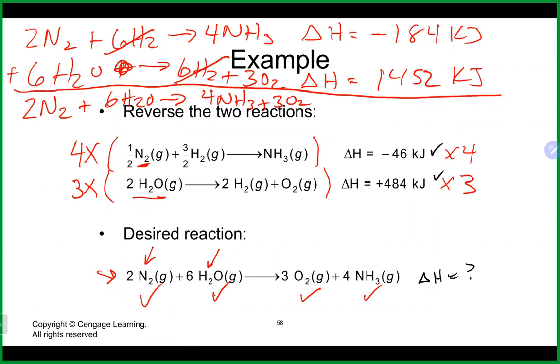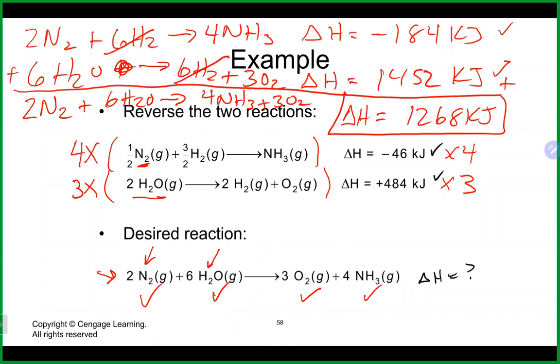Any question on that? Now that I have adjusted my delta H values for everything I did, I'm simply going to add those values together. So minus 184 plus 1452 gives me 1268 kilojoules as the delta H for this reaction. Any questions on that? Yeah.